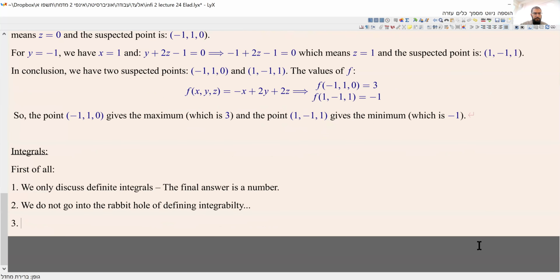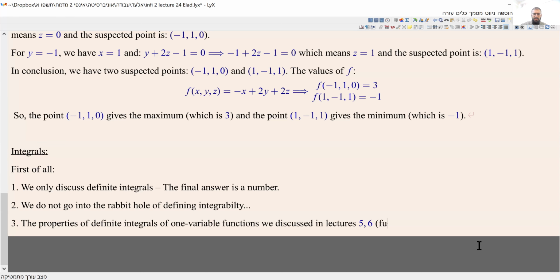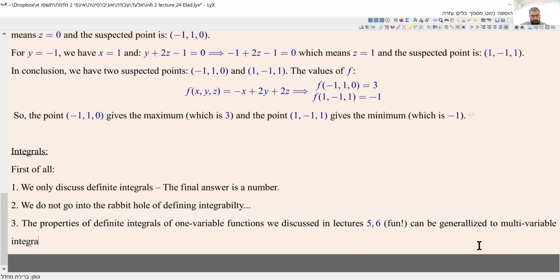And thirdly, the properties of definite integrals of one variable functions, which we discussed in lectures 5 and 6 (it was extremely fun, of course), can be generalized to the multivariable integrals.